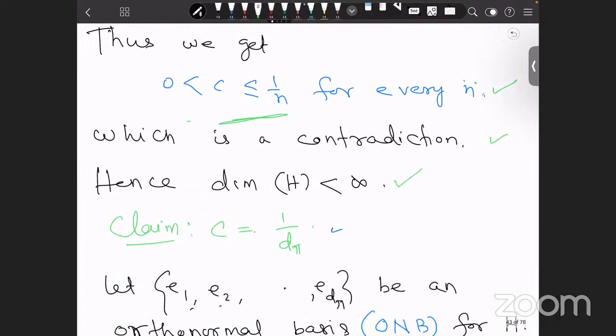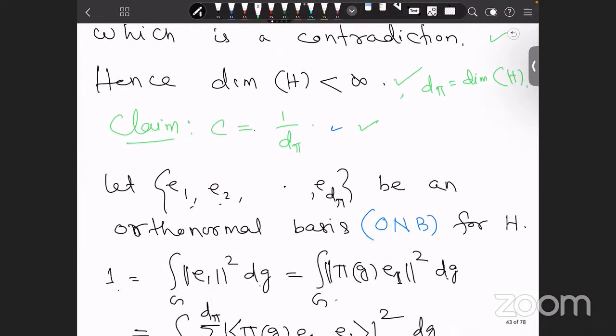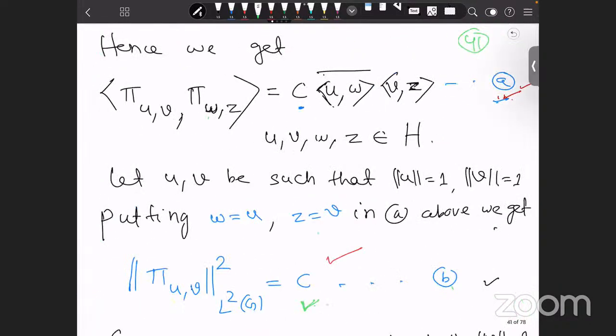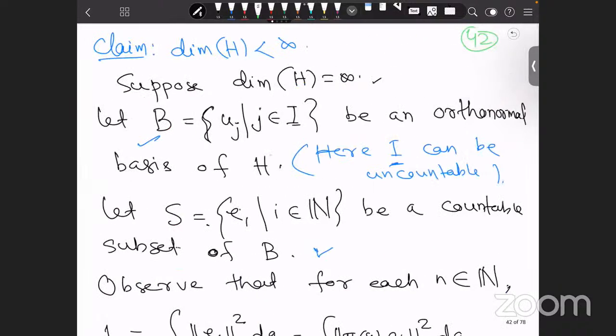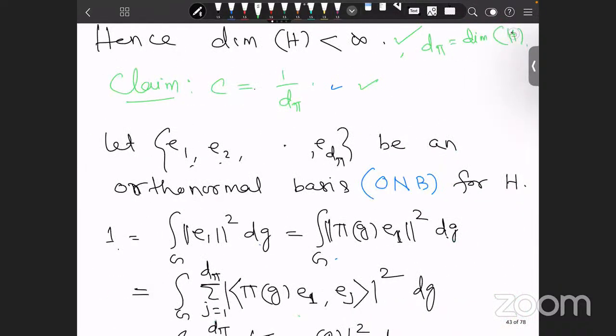Now I have to really prove that c is equal to 1 by d_pi. What is d_pi? d_pi is the dimension of h. Now if I can prove that c is equal to 1 by d_pi, then from equation A I will put c equal to 1 by d_pi, and the result will follow. The Schur orthogonality result will follow. So I am planning to prove that.